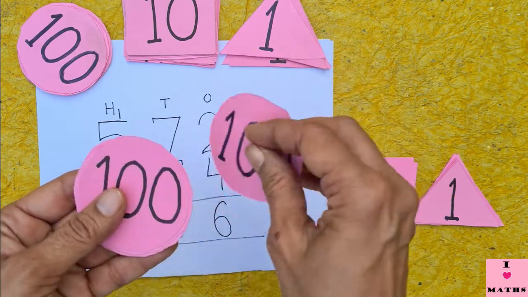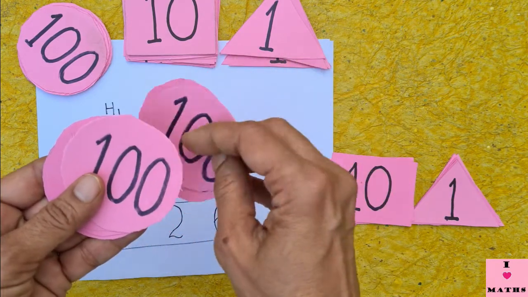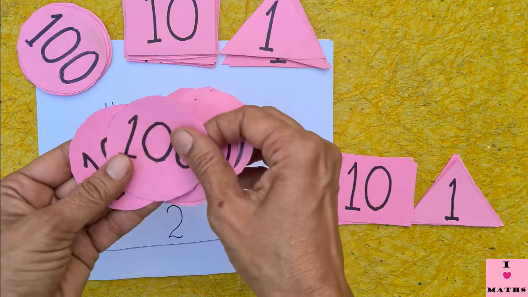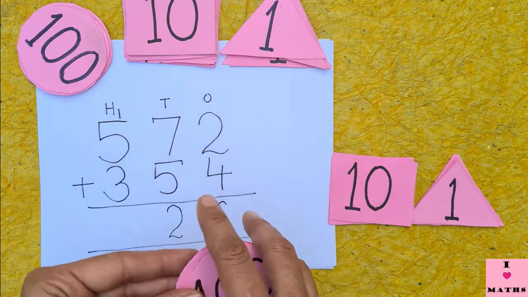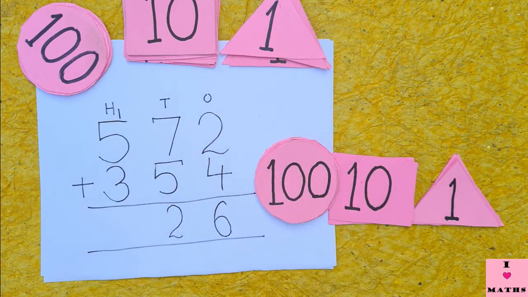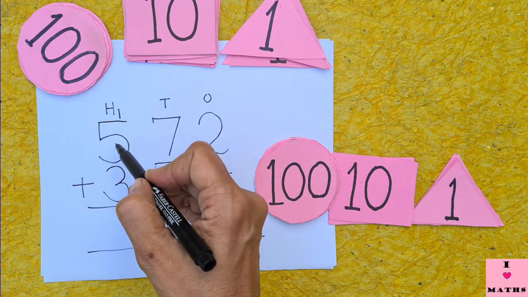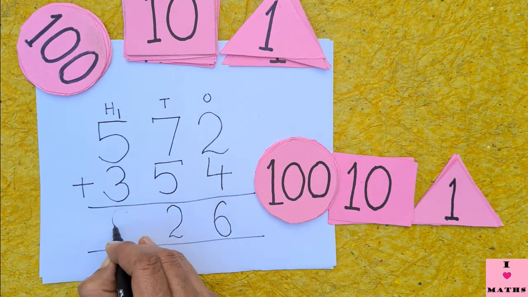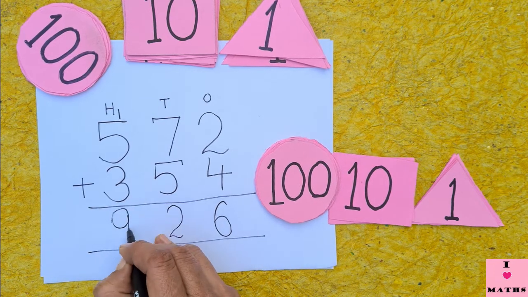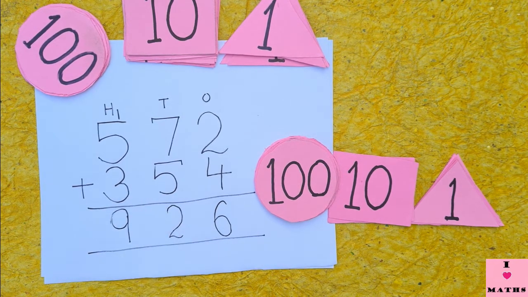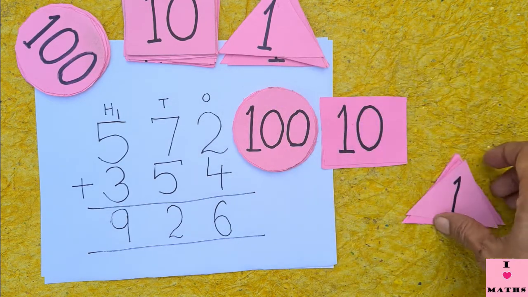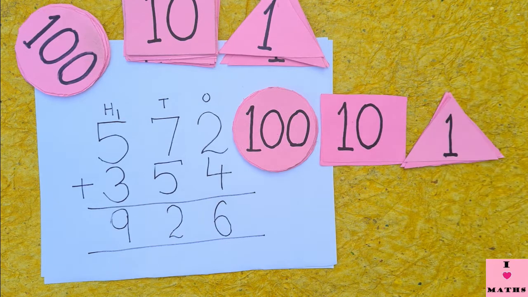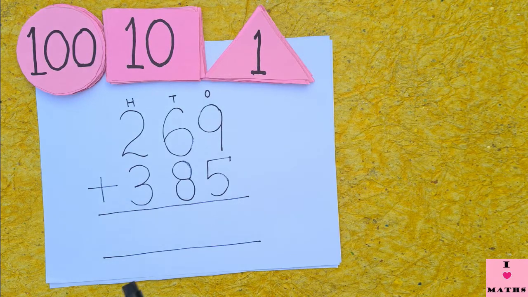Okay, 1, 2, 3, 4, 5, 6, 7, 8, 9. It means 5 plus 3 plus 1. 5 plus 3 plus 1 is 9. So our answer is 926. So children, these cards are 900, 2 tens and 6 ones. So that makes 926.